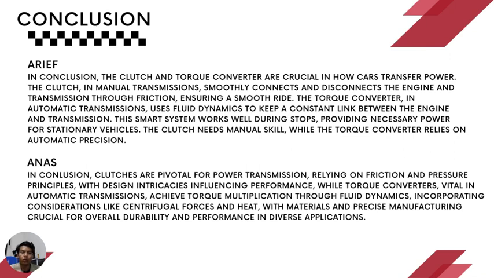So, in conclusion, the clutch and torque converter are crucial in how cars transfer power. The clutch in a manual transmission smoothly connects and disconnects the engine and transmission through friction, ensuring a smooth ride. The torque converter in an automatic transmission uses fluid dynamics to keep a constant link between the engine and transmission. This smart system works well during a stop, providing necessary power for a stationary vehicle. The clutch needs manual skill while the torque converter relies on automatic precision.